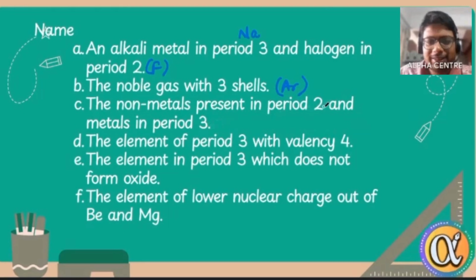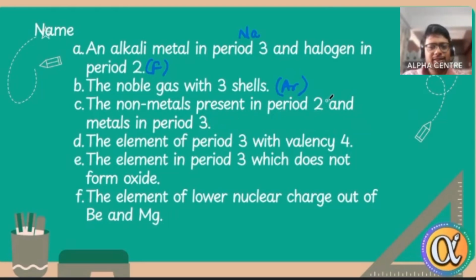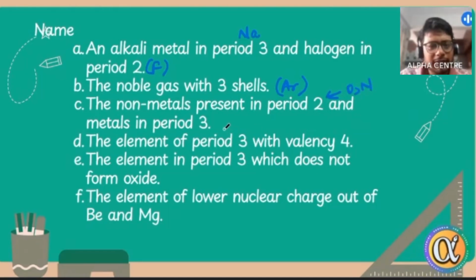The non-metal present in period 2 and the metal in period 3. Non-metals: oxygen, nitrogen, carbon. There are plenty. And the metal in period 3: sodium, magnesium. Not lithium, sodium and magnesium.